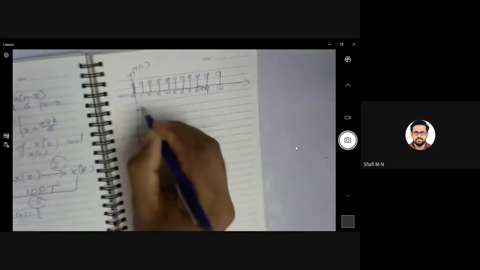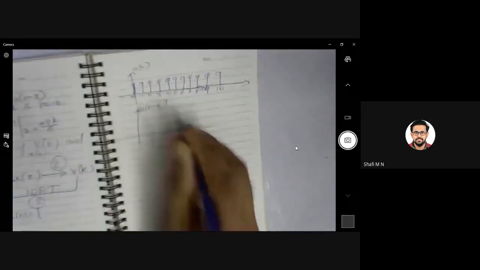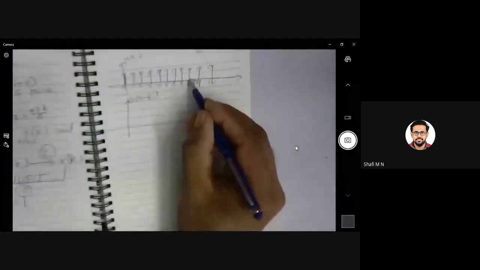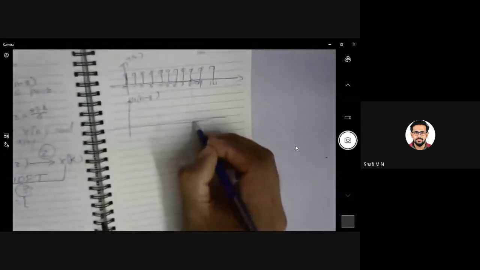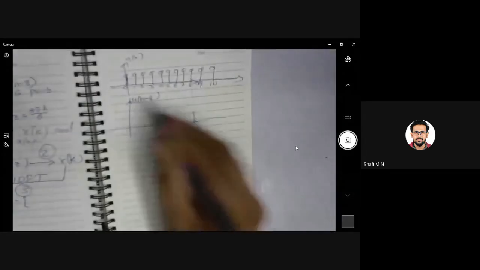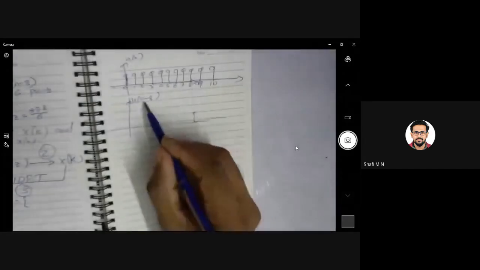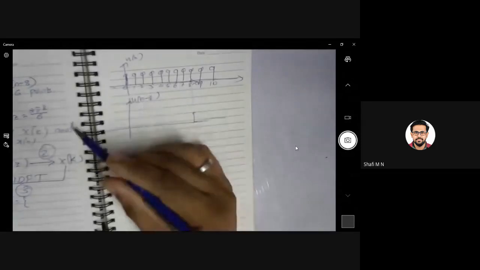Next thing is U of n minus 8. Here we have to subtract two sequences. So what is U of n minus 8? This is the 8th sample. Shift and draw it to 8. n minus 8 means right shift U of n by 8 units. Minus indicates right shift, plus indicates left shift. You can simply look at it this way.